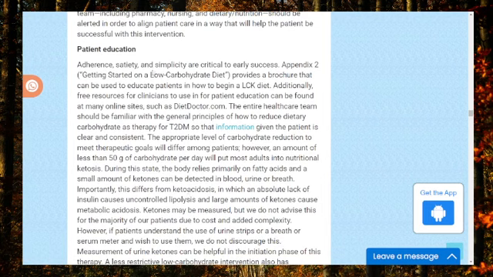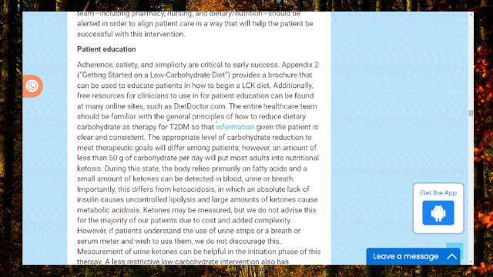Adherence, satiety, and simplicity are critical to early success. Appendix 2, Getting Started on a Low Carbohydrate Diet, provides a brochure that can be used to educate patients in how to begin a LCK diet. Additionally, free resources for clinicians to use for patients' education can be found at many online sites such as dietdoctor.com.